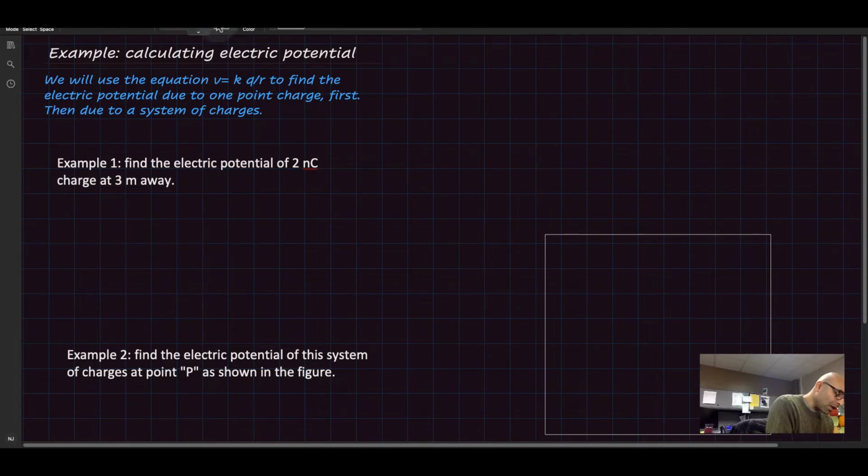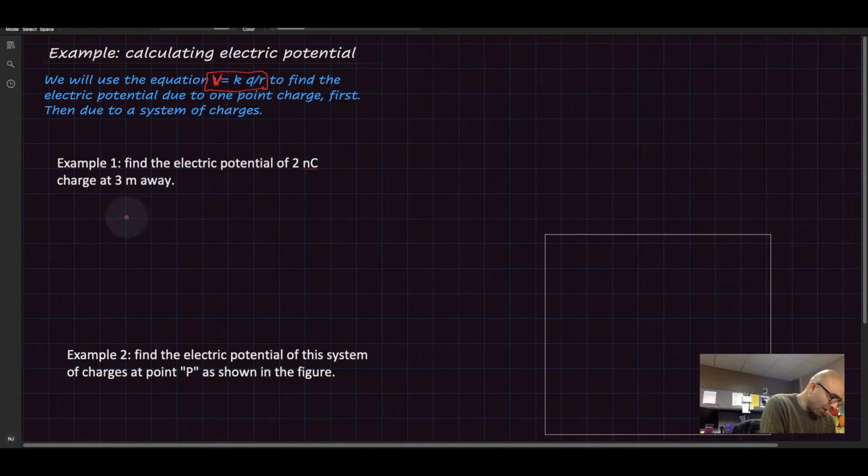The main thing here is that we need to use this equation, because that's what the electric potential of a point charge is equal to. V is equal to KQ over R. And just to confirm, this is capital, uppercase V. All right, let's do that.